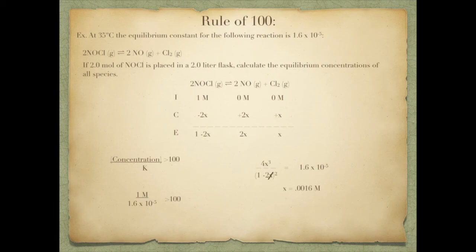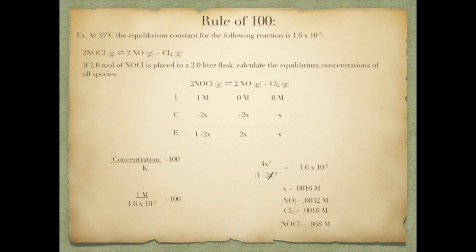So that's my x, and what the question is asking is for me to calculate the equilibrium concentrations for all of them. So to calculate the concentration of nitrogen monoxide, I simply take my x and multiply it by 2. And so I get 0.0032 molar. For my chlorine, it's just going to be the 0.0016. And then for NOCl, I'm going to take 1 subtracted by 0.0032, and that gives me 0.968 molar. And I've solved the problem.